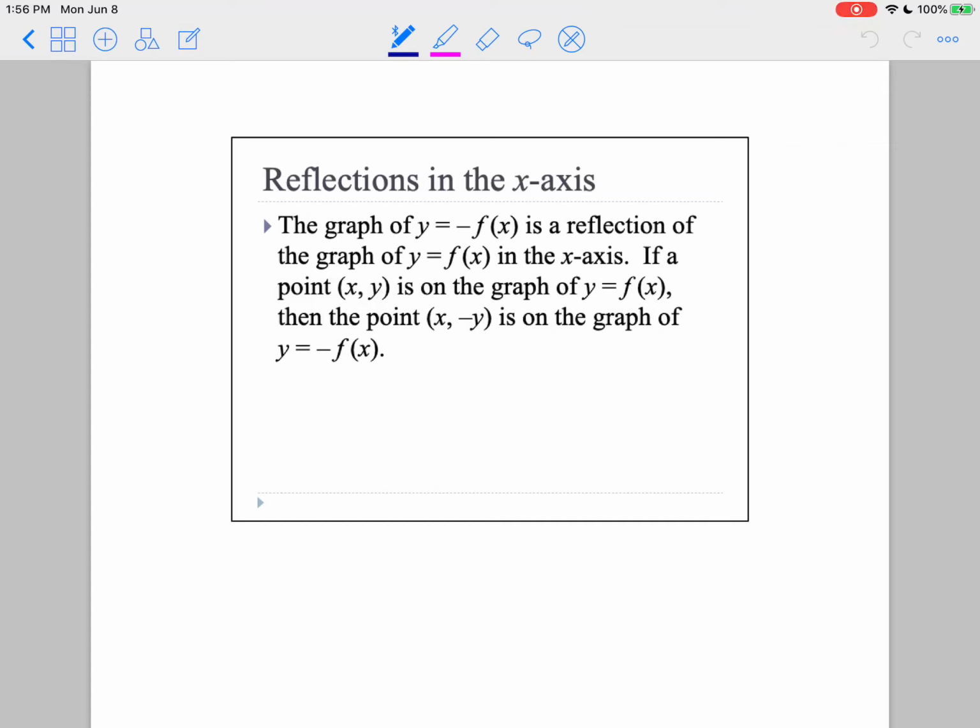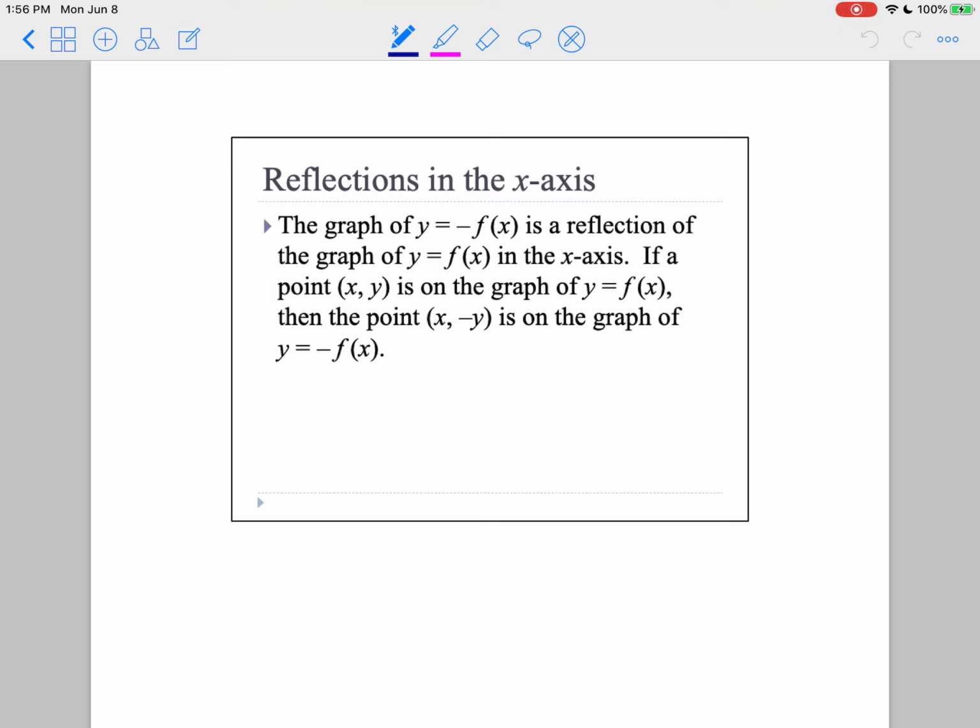Hey everybody, I'm back. In this video we're going to talk about reflections in the x-axis and in the y-axis. So here we're talking about f of x again being my regular parent function graph.